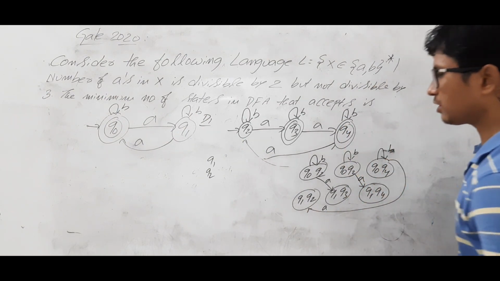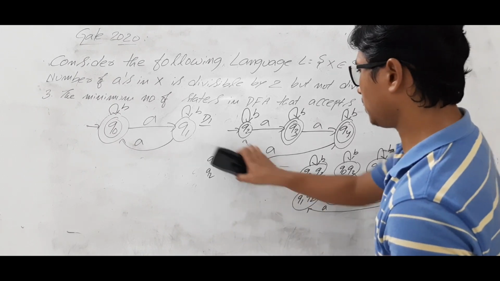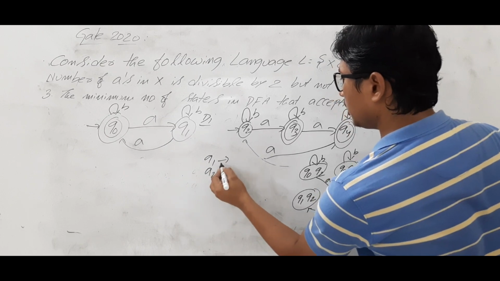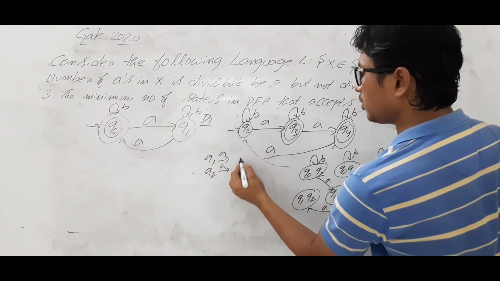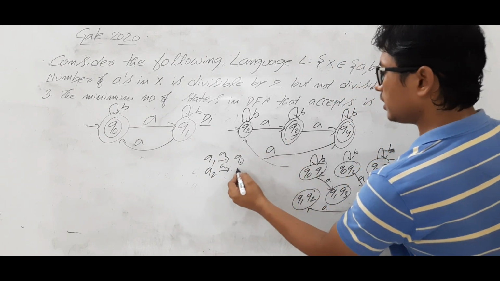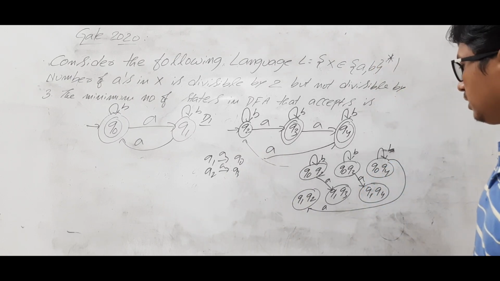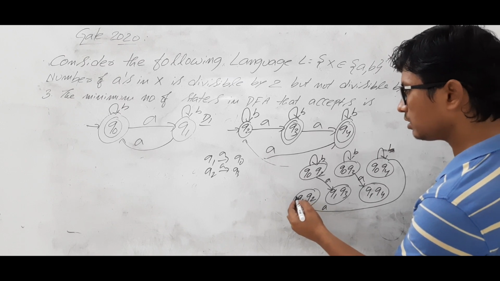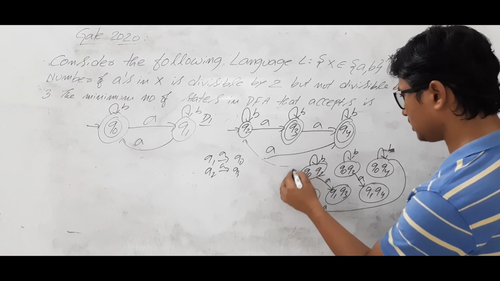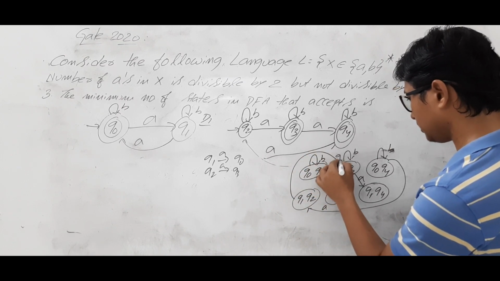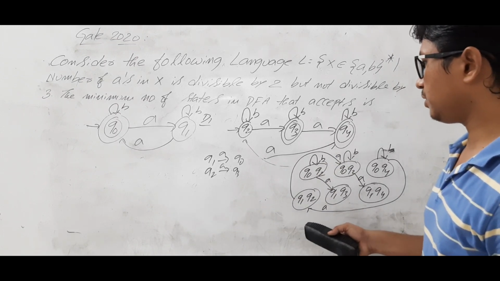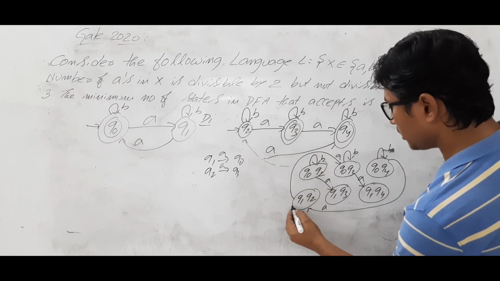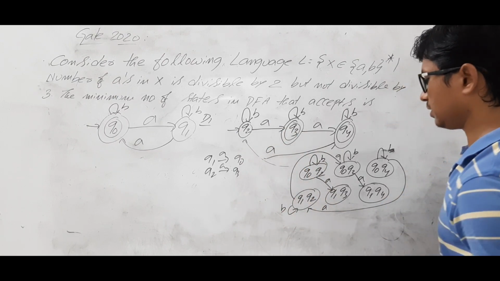Now similarly we will check Q1, Q2. Okay. Q1, Q2 on A where are they going? Q1 on A goes to Q0. Q2 on A it is going to Q3. So Q1, Q2 on A is going to Q0, Q3. Let me write here. Okay, Q1, Q2 on B it is going to itself, Q1, Q2 only.